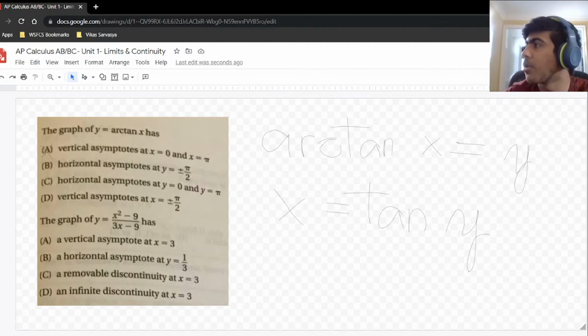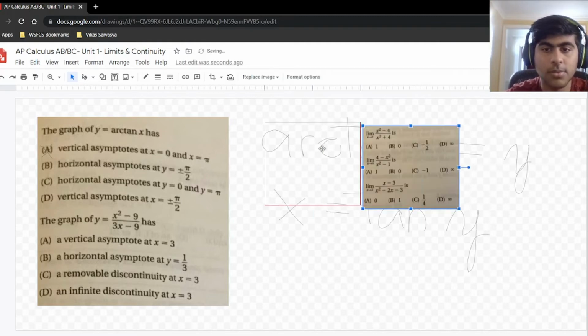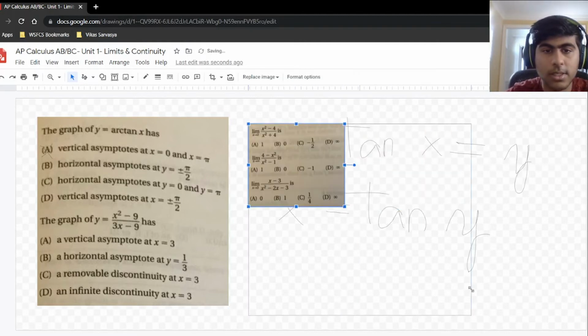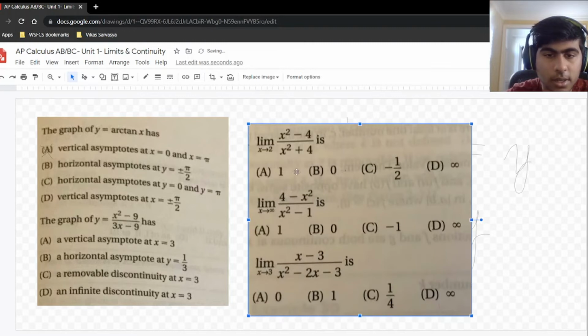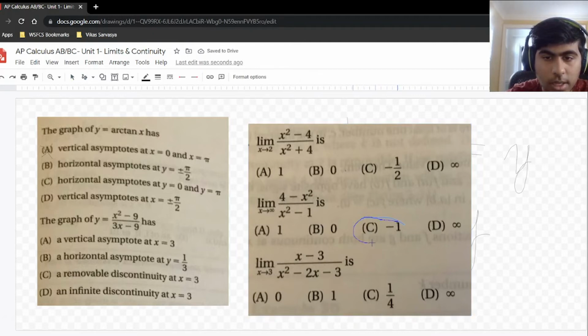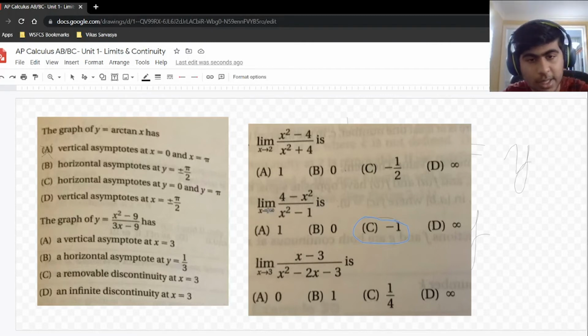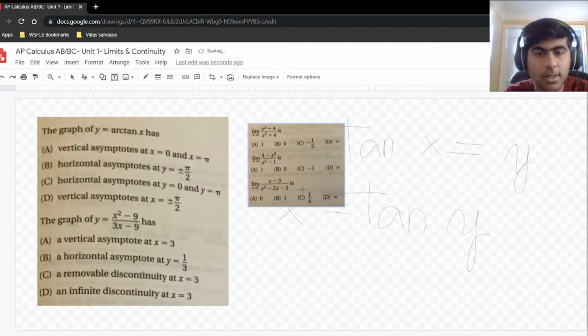Now let me pull back one of those questions, just to see. For this second question right here, we would have a horizontal asymptote at y equals -1. And all a horizontal asymptote means is this limit as x goes to infinity. Because as it goes to infinity, everything flattens towards that line, and that becomes your asymptote. That is all that means.